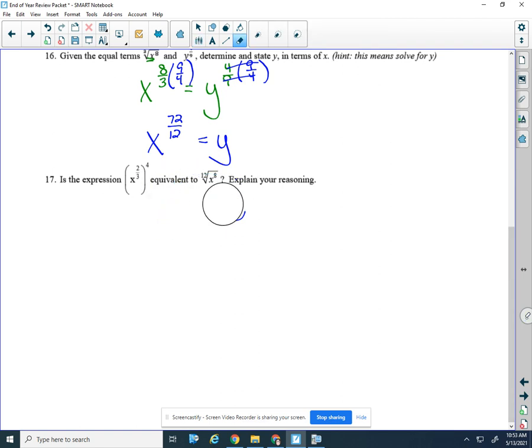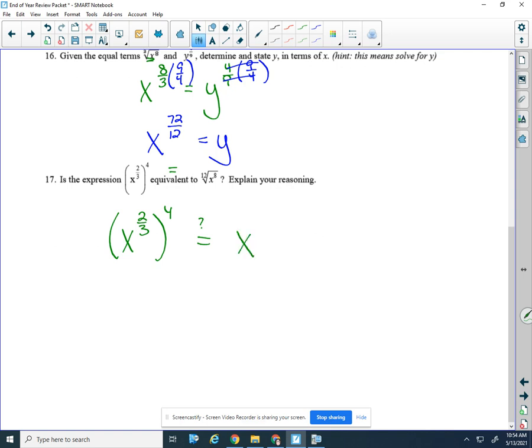Last question on this section: is the expression x to the 2/3 raised to the 4th power equivalent to the 12th root of x to the 8th? Explain. So equivalent, what I'm going to do is set these things equal to each other. So I'm going to say, is x to the 2/3 to the 4th power equal to x to the power over root.